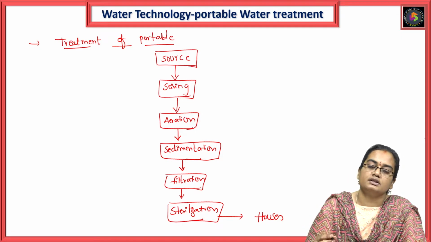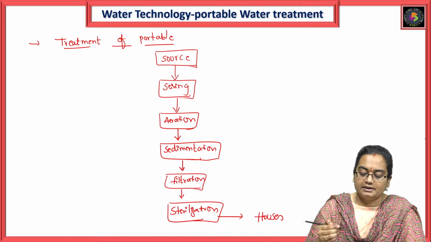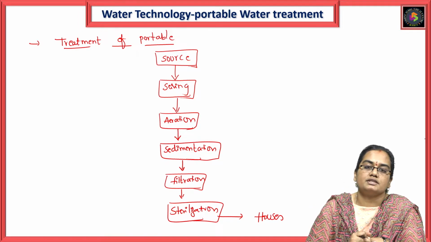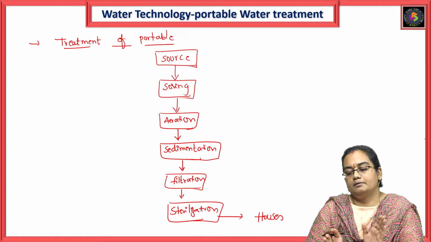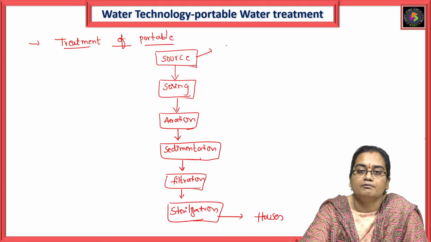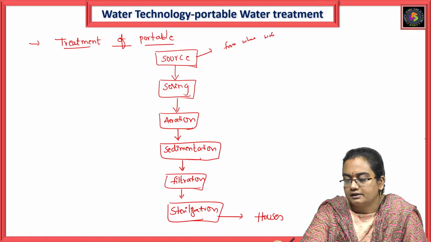First one, source. Second one is your sieving. Next one, aeration, sedimentation, filtration, sterilization. Now we are going to discuss each and every step very keenly. First one is your source. So source means water, from where you are going to get the water. From where water is obtained.